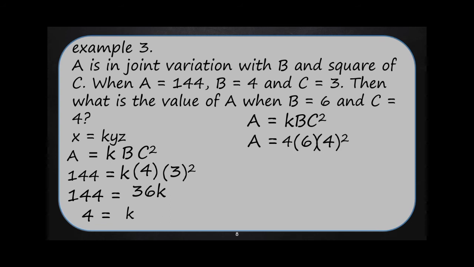So, the square of 4 is 16 multiplied by the product of 4 and 6. So, we have now A is equal to 384. Naintindihan?